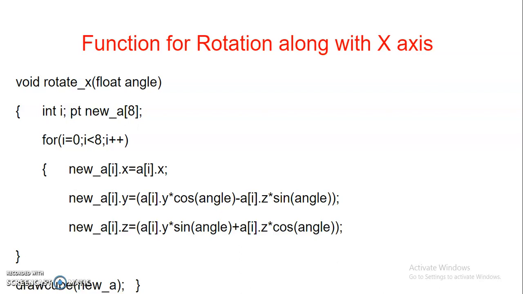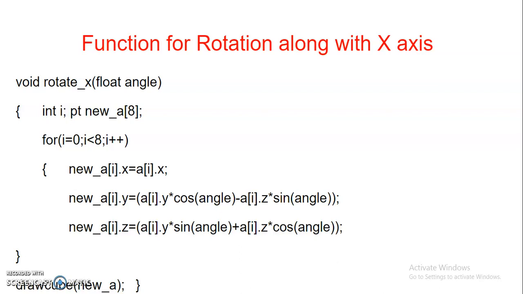Because after rotating an object, all points will get changed, and we have to store all these new points for a drawing purpose, so that we can draw a new cube which will be there after the rotation. Now we will take one for loop from 0 to less than 8. Why 0 to less than 8? Because we have to pass all points of a cube to calculate new points after the rotation. As we know, in a cube there are 8 points, so our for loop is from 0 to less than 8.